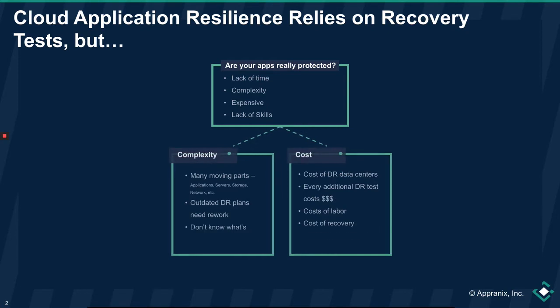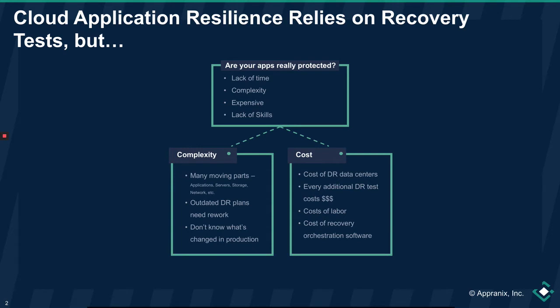If you think about it, drilling down into the details, complexity could mean that there are many moving parts in an application environment: an application server, storage, network, security, etc. And by the time you create a DR plan to test your application environment, it's already outdated because somebody changed a firewall, somebody changed a route in your environment, and you don't know what's really changed in your production environment. You have to keep up with it. That is the complexity of managing and maintaining it every time.